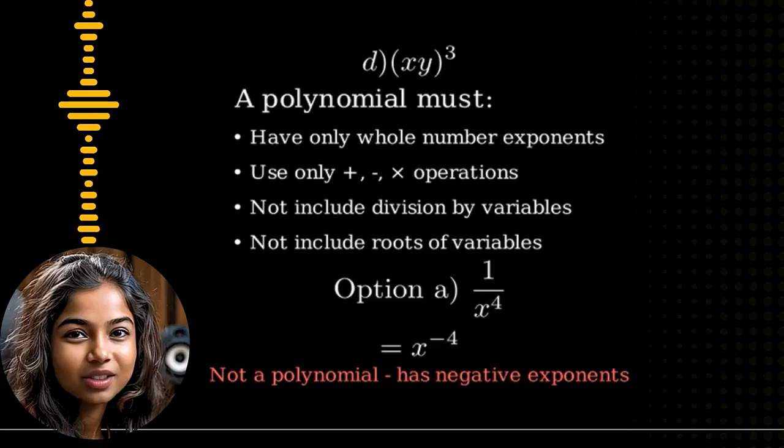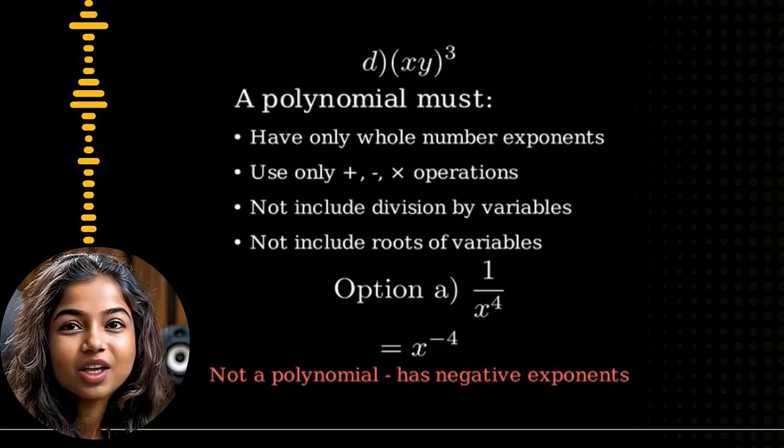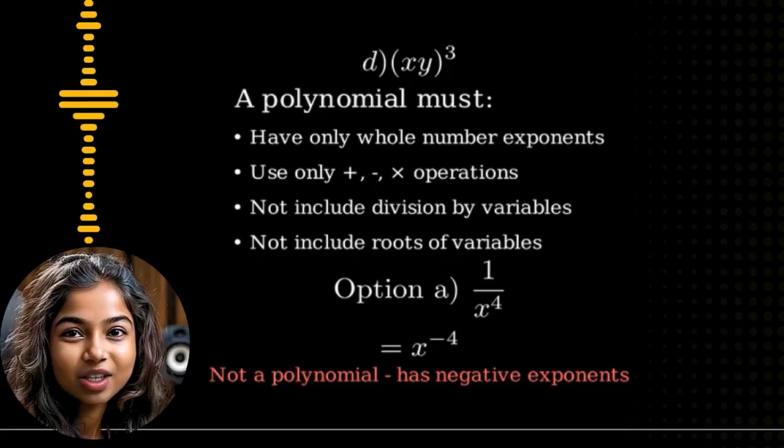Next, let's look at option B, the square root of x to the fourth power. This can be simplified to x squared. After simplification, this is actually a polynomial because it only has whole number exponents and uses allowed operations.